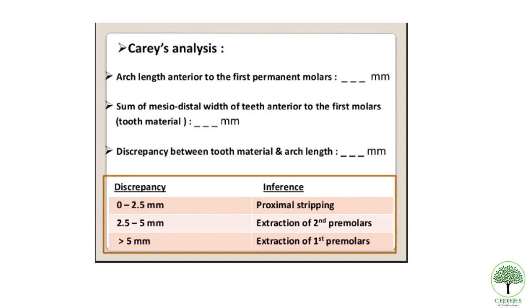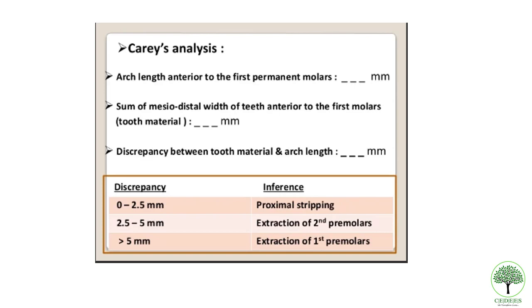So first, let's just quickly brief up what's caries analysis. You calculate predominantly three things. First, you measure the arch length mesial to the first permanent molar. Then you also do sum of the mesiodistal width of the teeth anterior to the first permanent molars, which is the tooth material. Then you calculate the discrepancy between the tooth material and the arch length.